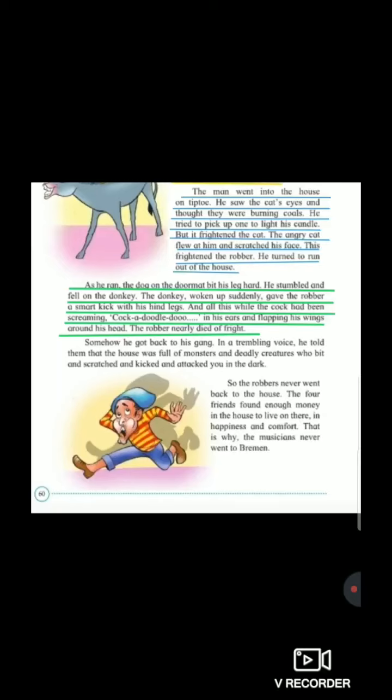Now students, this paragraph tells us that as he ran, the dog on the doormat bit his leg hard. So when the robber is going back, on the doormat, who is sitting? Yes, the dog is sitting. Now, what has the dog done? Yes, the dog bit his leg hard. Who was sleeping by the side of the door? Yes, the dog was sleeping, right? So the dog also got scared and bit his leg hard.